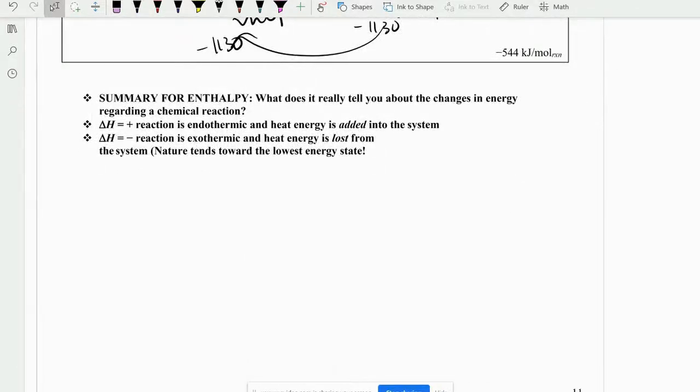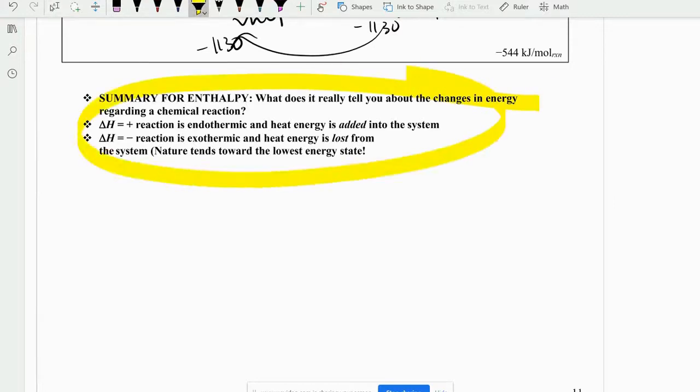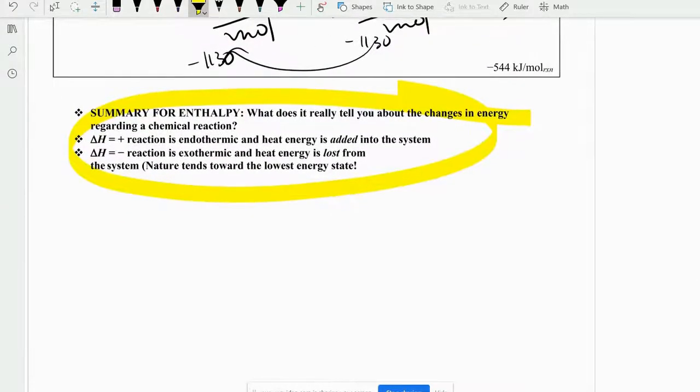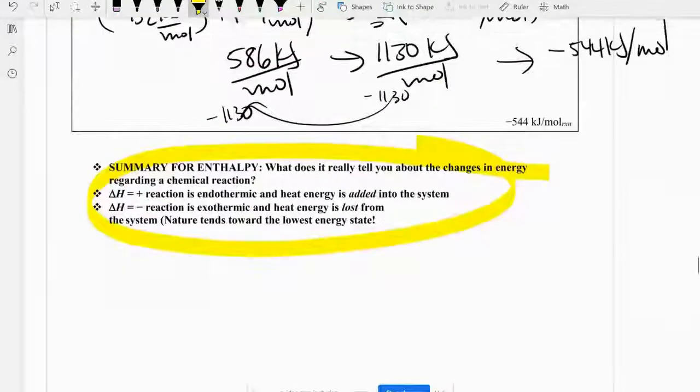Again, there's just a couple tidbits right here at the bottom of page 11 that you need to know. And I'm going to go ahead and call it quits for now on enthalpy. In our next podcast, we are going to talk about the second law of thermodynamics.